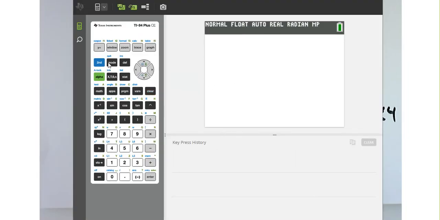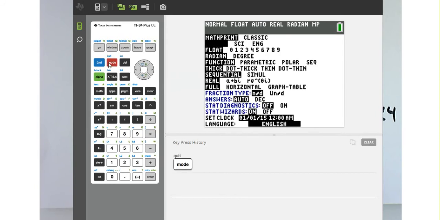The first thing I need to do is put my mode into sequence mode. So if you hit the mode key, go down to function, then across to sequence, and like that. Now, when you're done with this section and done with this course, you probably want to put this back into function mode. But for right now, we're where we want to be.